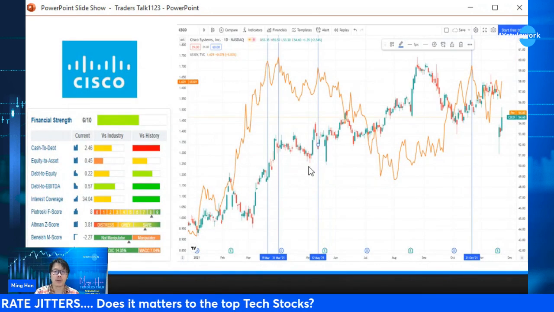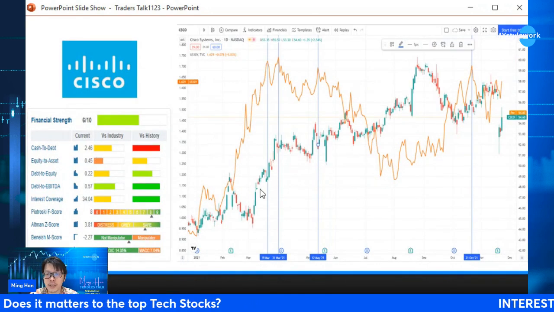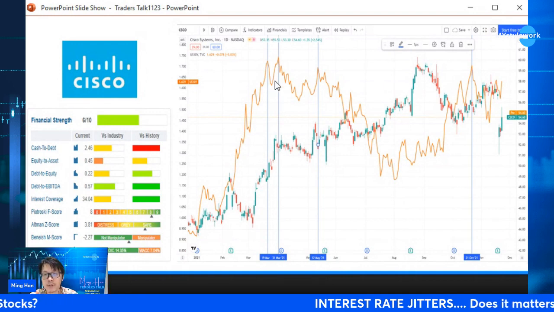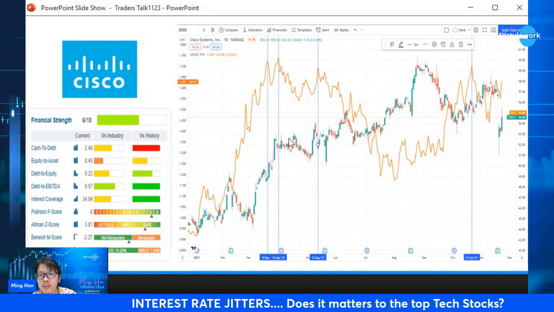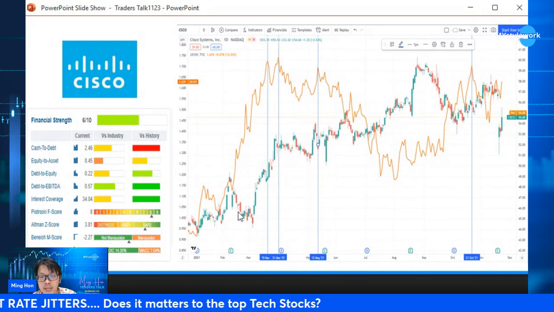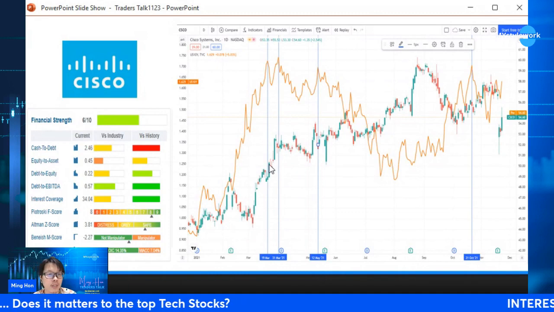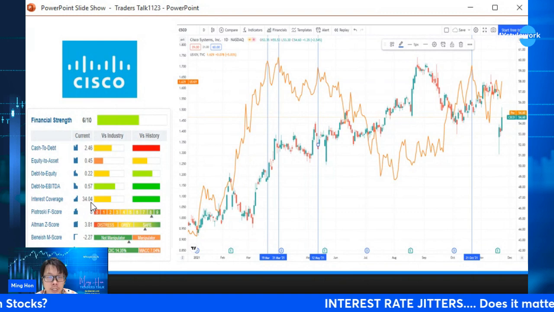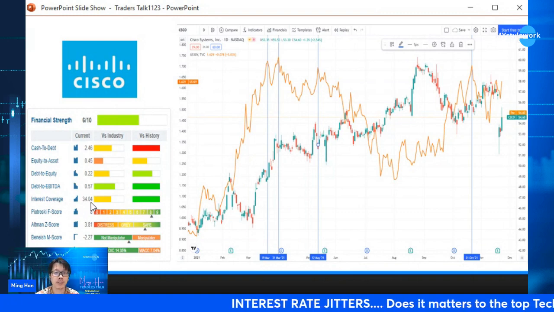Okay, Cisco. Cisco, again, you look here. This one even has no impact. Interest rate goes up, you see the share continues to go up. Only during the start here, yes, but after that I don't even bother. You see, it doesn't even bother, it goes up. Because Cisco interest cover is again 34 times.